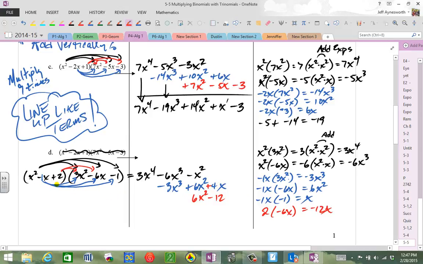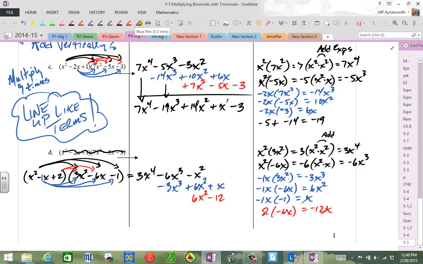Let me just double check that. We've got negative x, negative. Oh, that's a plus sign right here. Sorry, I misread my writing. Negative x times negative 1 is positive x. So I wrote down a plus x here. That's positive. I just misread my writing. Sorry about that, you guys.